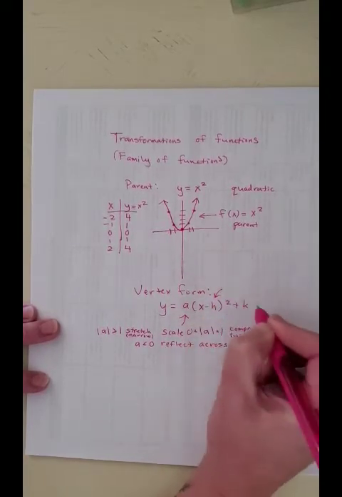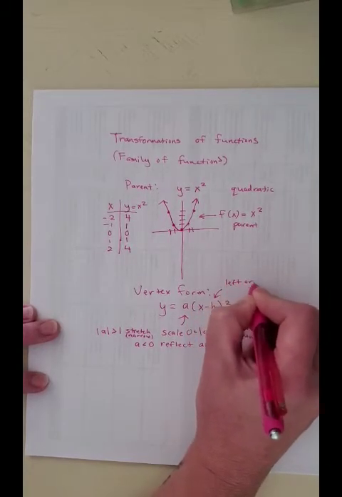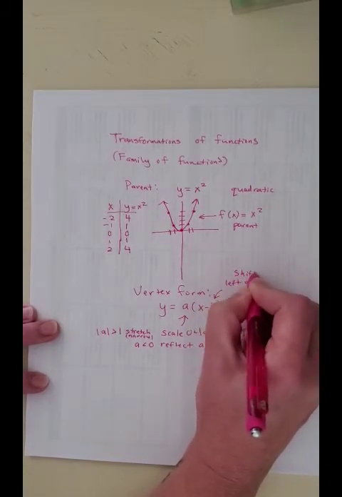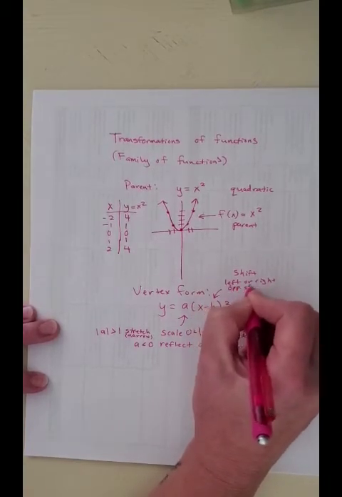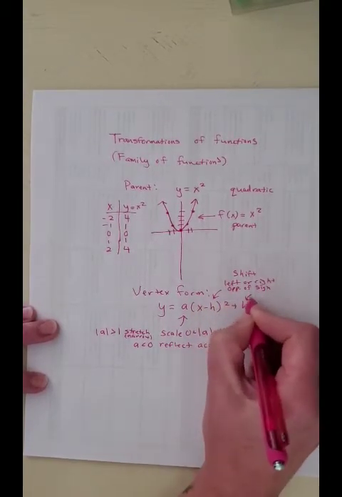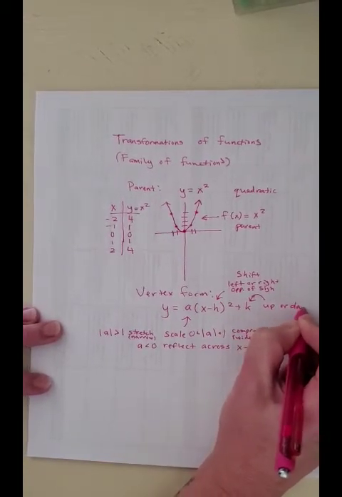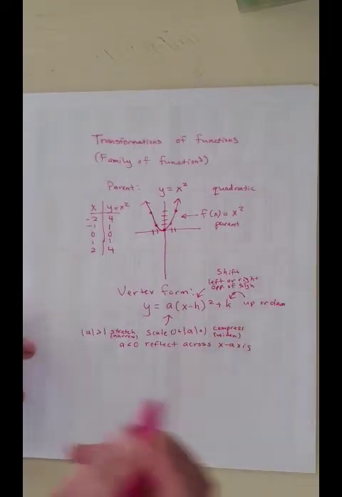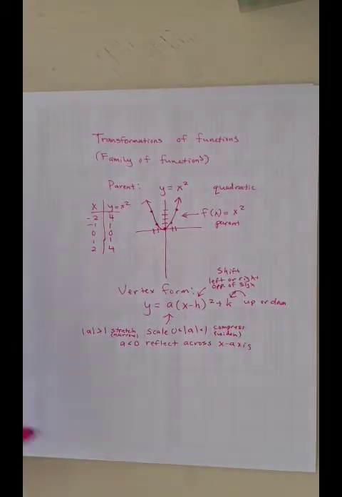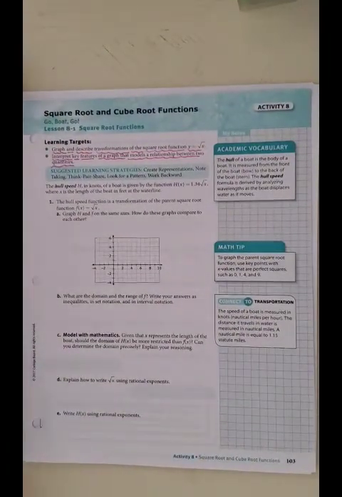Then our h value and our k value: h shifts the graph left or right, opposite of the sign, and k shifts it up or down, in the same direction as the sign. Okay, so now we're going to use that same idea on square root functions.